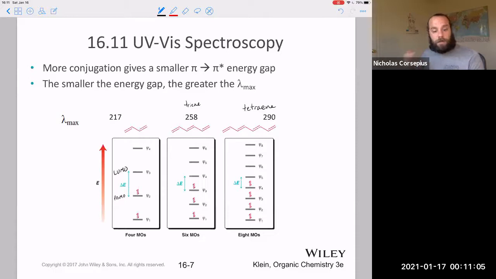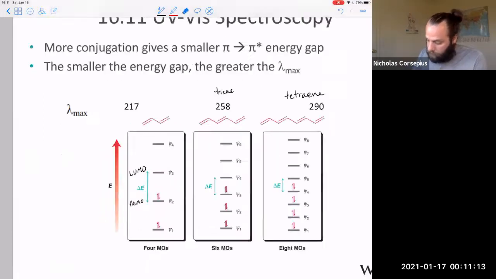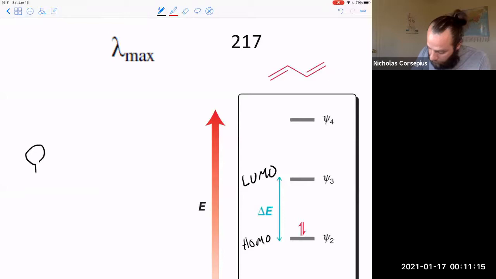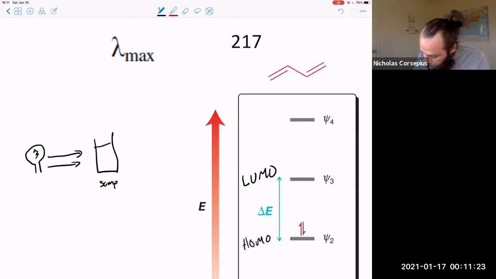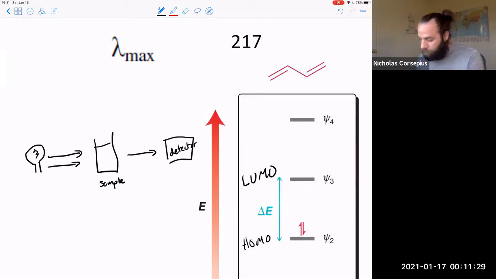Remember that in spectroscopy, what happens is we have, oh, that's terrible. I'm not an artist, bear with me. We got a light bulb of sorts, and it is firing a whole bunch of wavelengths of light into our sample. And then we're going to measure what actually comes out against our detector.